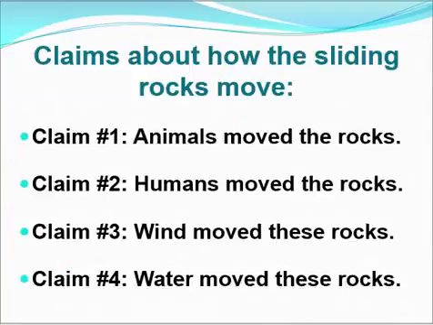So one claim you could make is animals moved the rocks. Another claim you could make is humans moved the rocks. A third claim you could make is wind moved these rocks. And a fourth claim you could make is water moved these rocks. You could also come up with another claim or make a combination of claims if you and your partner think that that would best answer the question of what is causing these rocks to move.